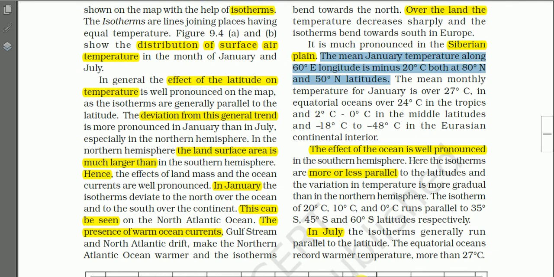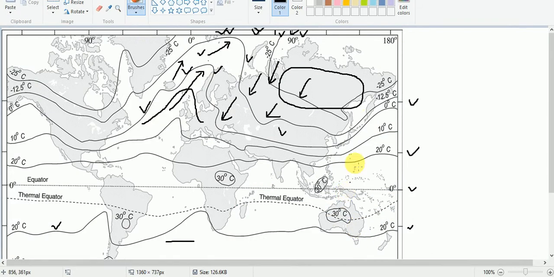As mentioned here, temperature is minus 20. Between 50 and this latitude, somewhere here, 30 here, this is 60, 50 is somewhere here. So between these two latitudes, the temperature here is around minus 20 or 25 degrees Celsius.